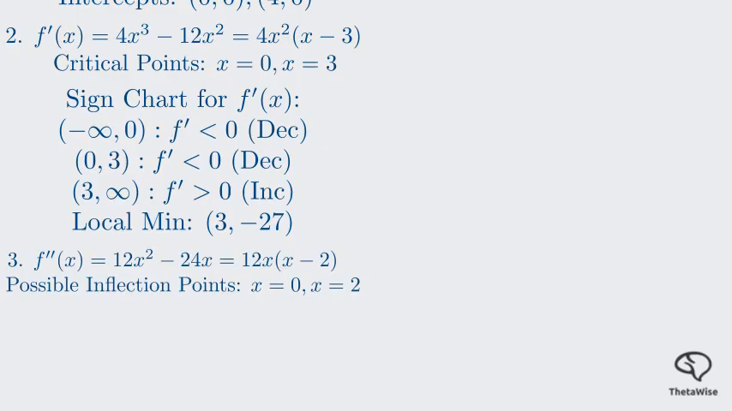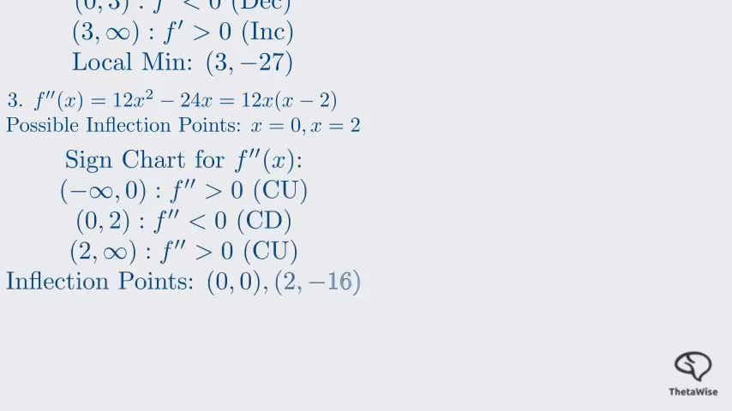The sign chart for the second derivative shows the function is concave up on (-infinity, 0) and (2, infinity), and concave down on (0, 2). Since the concavity changes at both x equals 0 and x equals 2, they are both inflection points. There are inflection points at (0, 0) and (2, -16).